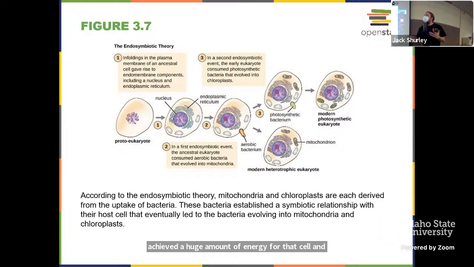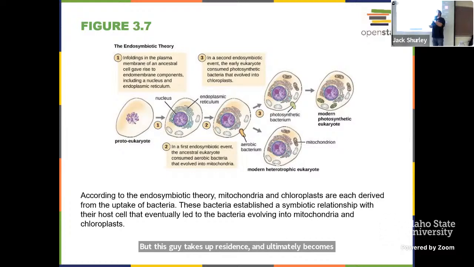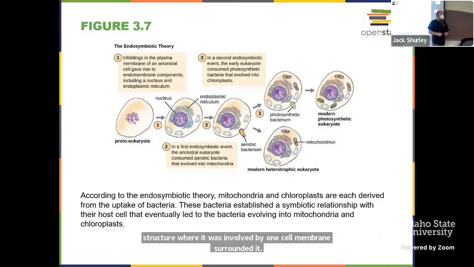And a symbiotic relationship is where both partners benefit. Endosymbiosis is where one is living inside of the other. And there are numerous other instances of endosymbiosis, right? But this guy takes up residence and ultimately becomes the mitochondria inside of the cell, a double-bagged structure where it was engulfed by one cell and that membrane surrounded it. The bacteria already had a membrane. Now we've got a double membrane, right?